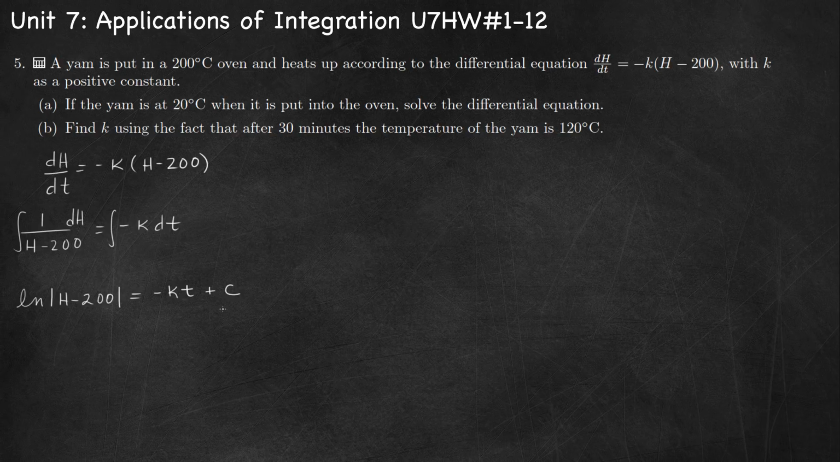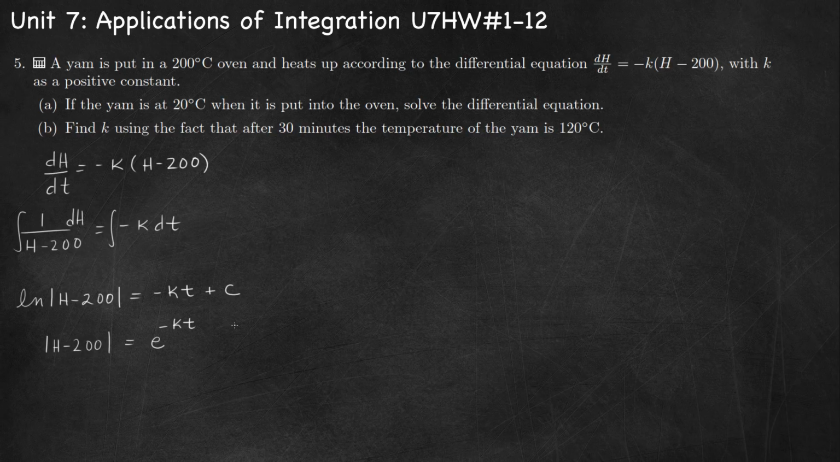So we have a general solution. We want to take this farther. We're going to solve it for h, and we also need to solve for c. First thing I'm going to do is exponentiate both sides. So e to the ln absolute value of h minus 200 is just the absolute value of h minus 200. On the right, I exponentiate. I get e to the negative kt plus c, and we saw this in the previous problem.